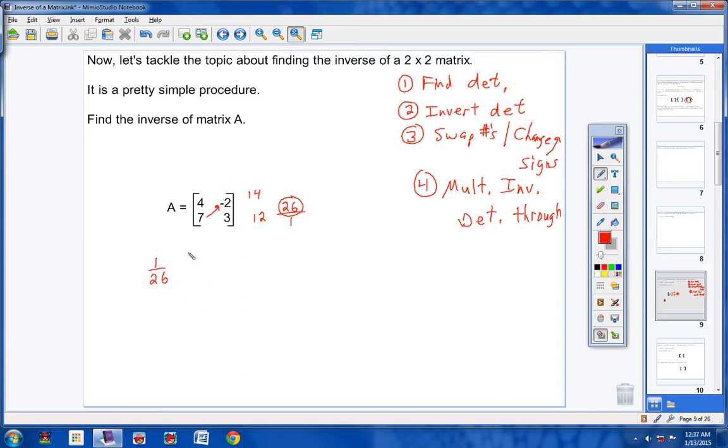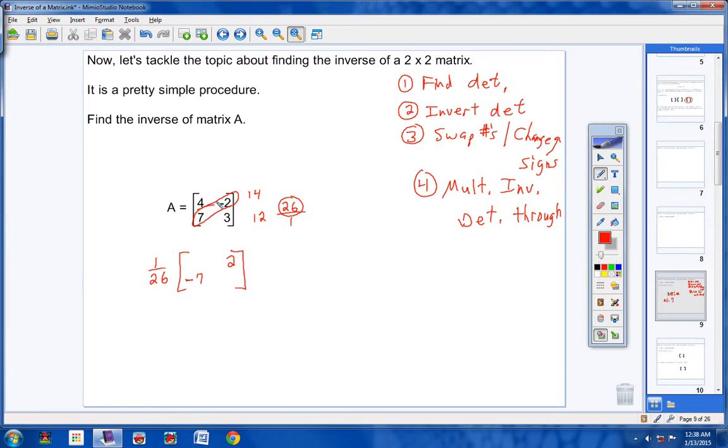Okay? Now, next, step 3 says, swap numbers, change signs. Now students, here's where most students make their mistakes. They forget which two numbers to change the signs and which two numbers to swap. So, all that I can do is tell you, and it's your job to memorize it, okay? These two numbers right here, you don't move them. You do not move them. You simply change their signs. So 7 becomes negative. Negative 2 becomes positive.